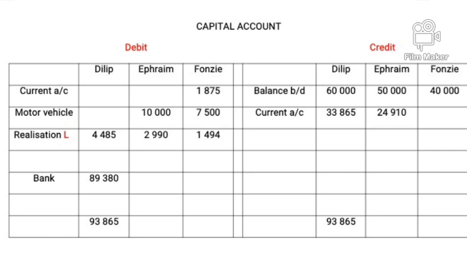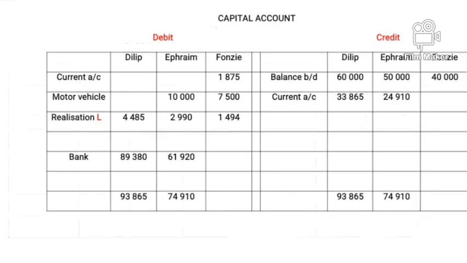Right. So 93,865 minus 4,485 gives you a balancing figure of 89,380, representing the bank or the amount of capital given to Dilip. Then we move on to Ephraim. We can also notice that the credit side is greater than the debit side. So 50,000 plus 24,910 gives you 74,910.